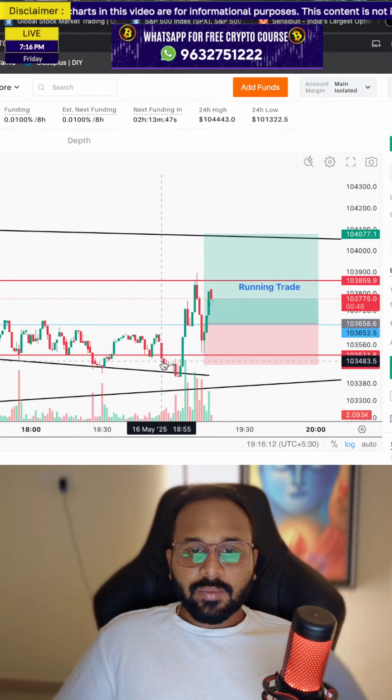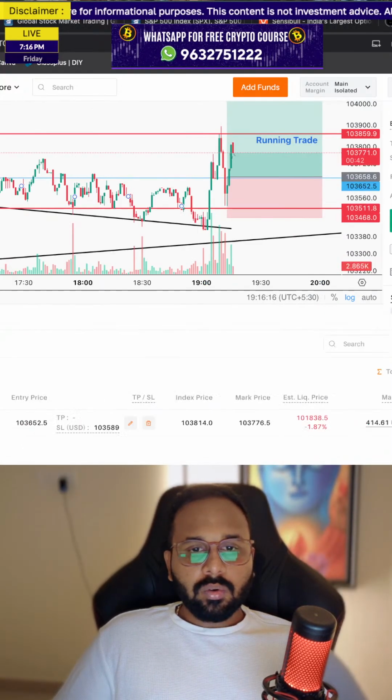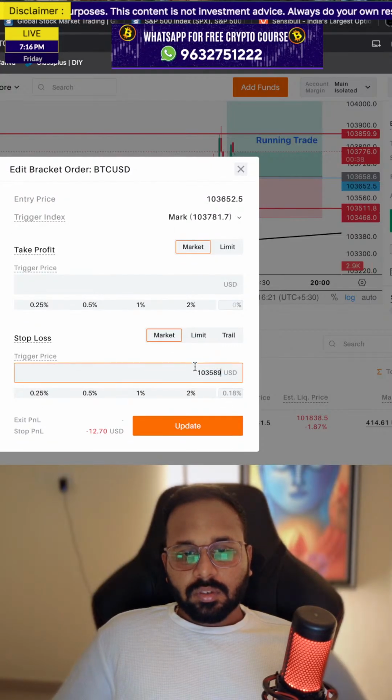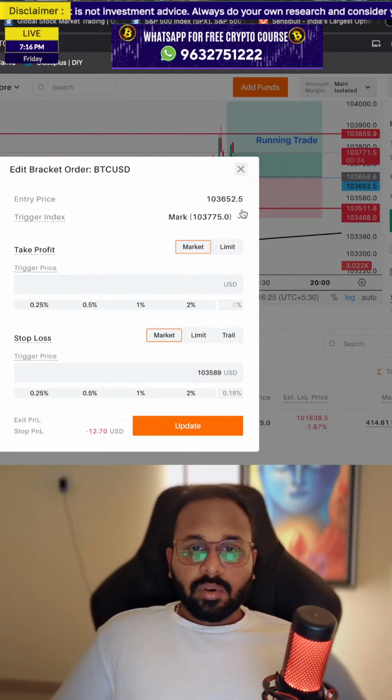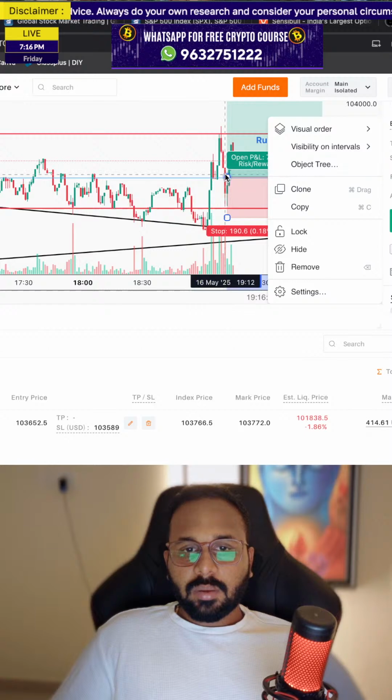So in this case, let's say I'm copying the loss position. I'm going to place it here. I don't know what happened here. This price level I'm copying.